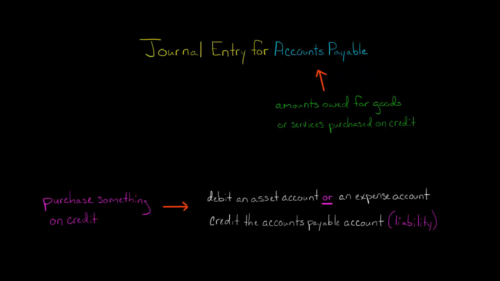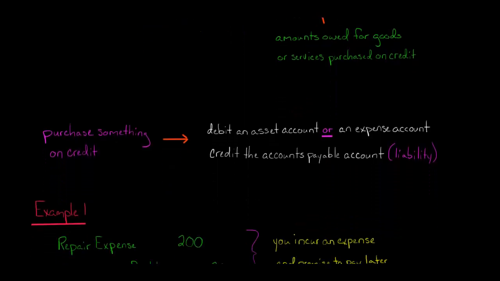Now, in terms of the mechanics, when you purchase something on credit, the company is either going to debit an asset account or an expense account, and then they're going to credit the accounts payable account, which again is a liability. So let's do a couple examples.